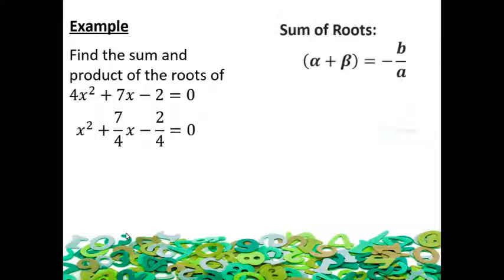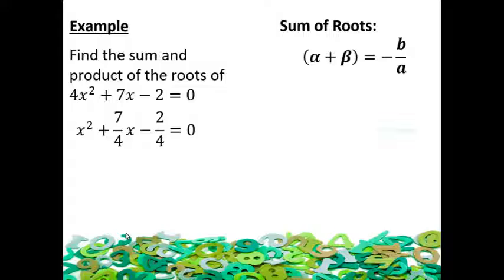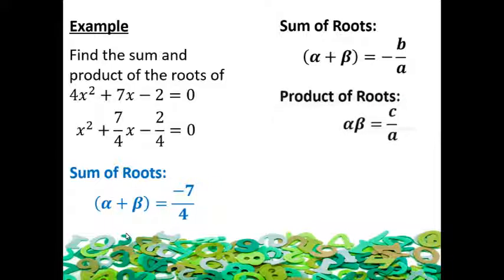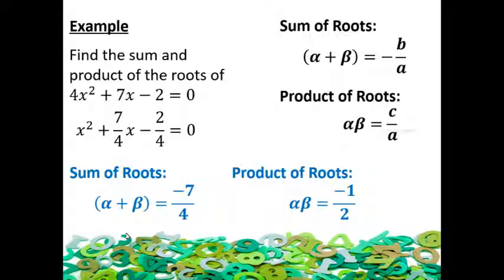So the sum of the roots, alpha plus beta, is minus the coefficient of x over the coefficient of x squared. So we can see that that would be the negative of my new x coefficient, so minus 7 over 4. The product, alpha beta, is the constant divided by the original coefficient of x squared. So that gives me minus 2 over 4, which simplifies to minus half.